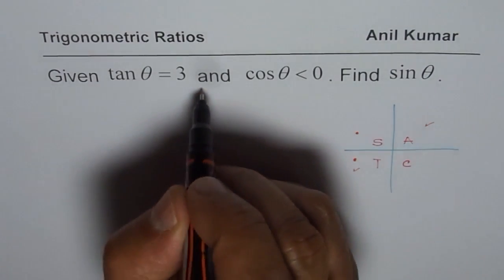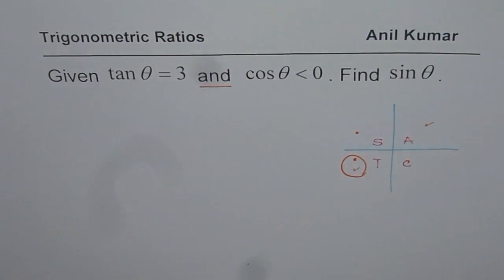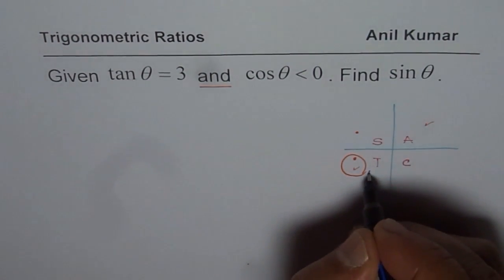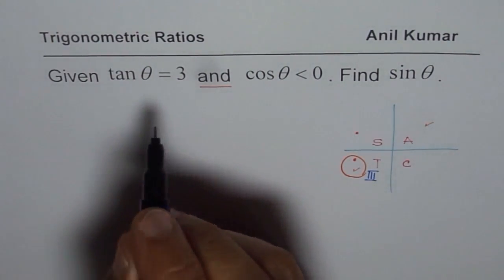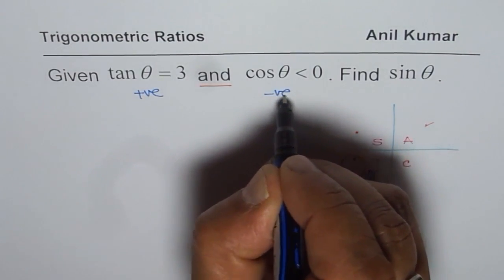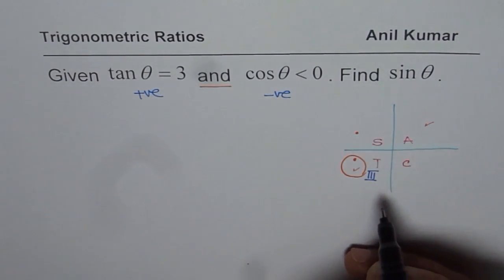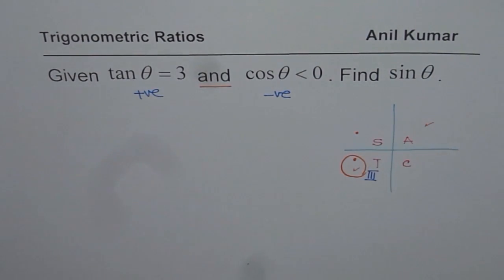Combining both the conditions with "and" gives us one result, and that is that we should be talking about quadrant 3. So only in quadrant 3 both conditions are true. That is, tan is positive and cosine is negative, right? This is what we get from our CAST rule or "All Silver Tea Cup", either way, correct? So that is the first thing to understand.